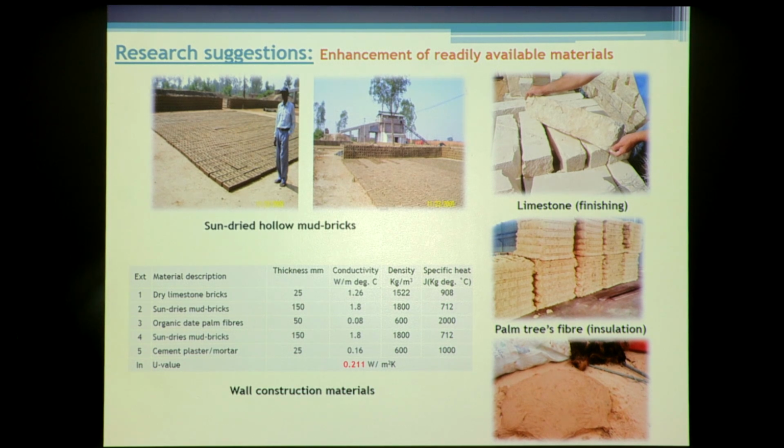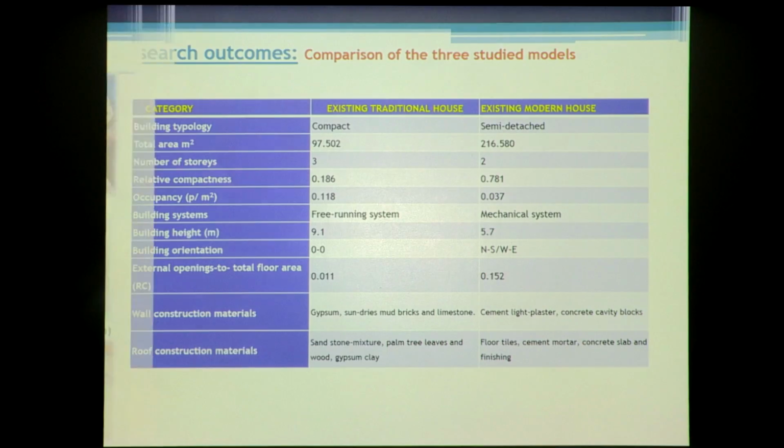This is just a bit of suggestions that we propose, especially palm tree fibers, which we found people already using in the traditional town, and which these days are found to be a very good insulation material, and limestone as finishing. All these readily available materials can really create a big impact on the future of housing.